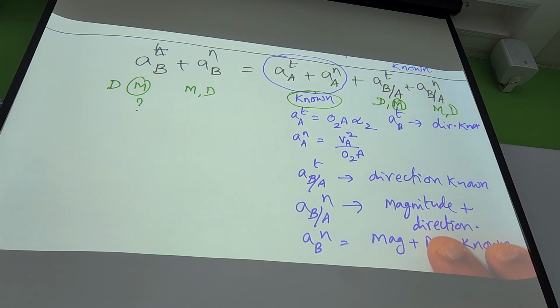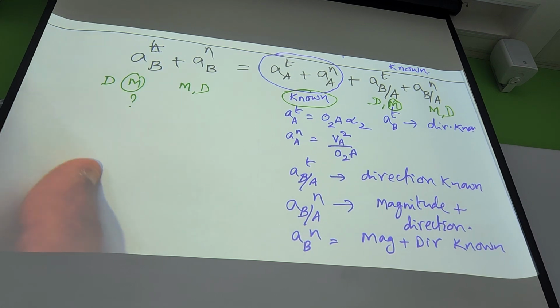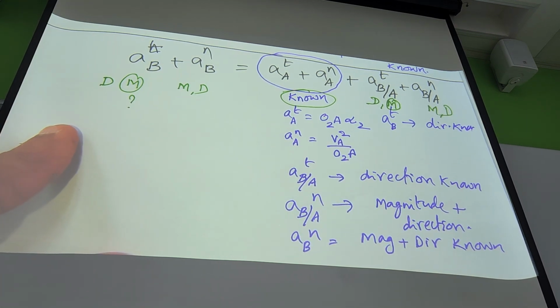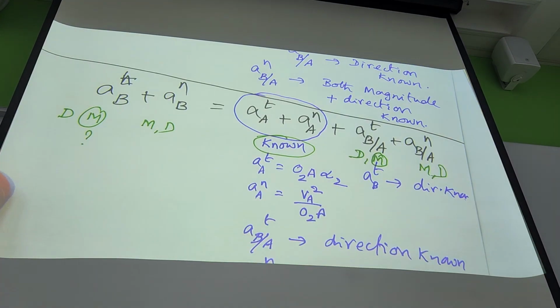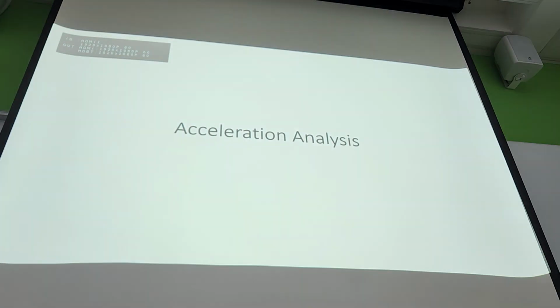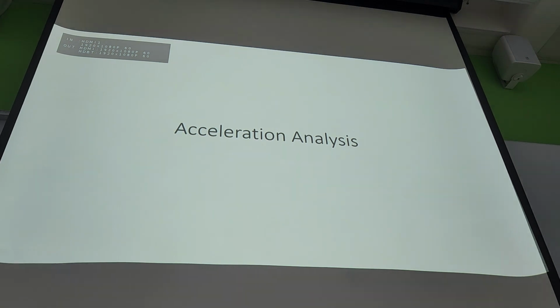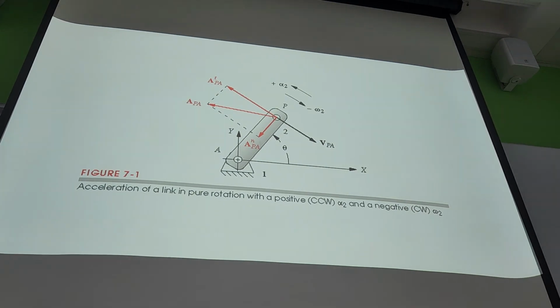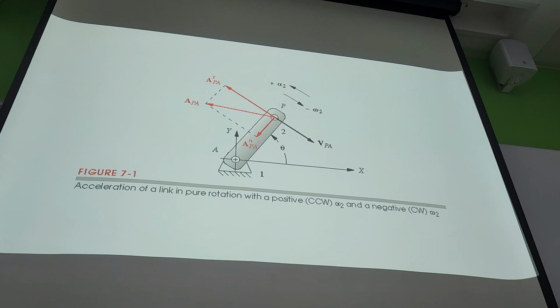Alright, so now I will go through the slides, and the slides will tell you the same thing. So this is just to reinforce your concept. I'll come to this slide. So you can see here a simple link in rotation. So this is just a simple link, a simple link in rotation.